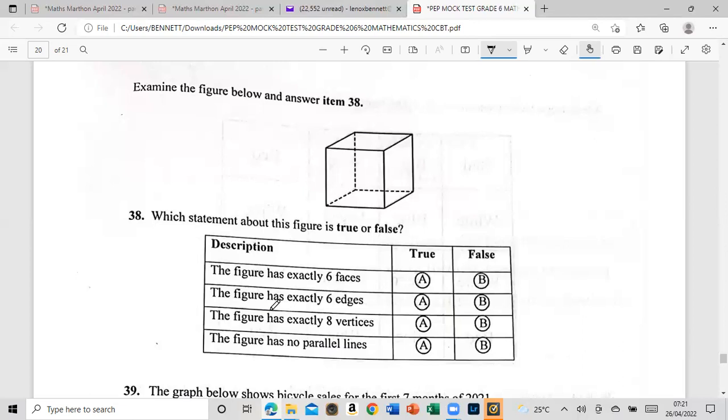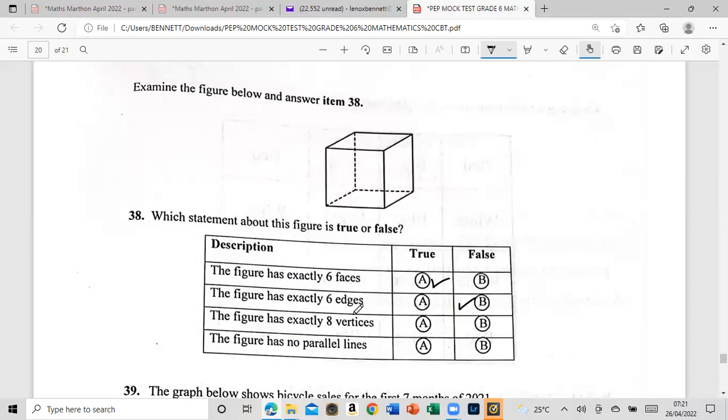All right, so let's go now. You guys should be finished by now. The figure has exactly 6 faces. That is true, 6 equal faces. The figure has 6 edges. No, that's 12 edges, all right?